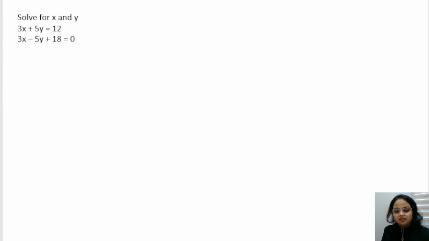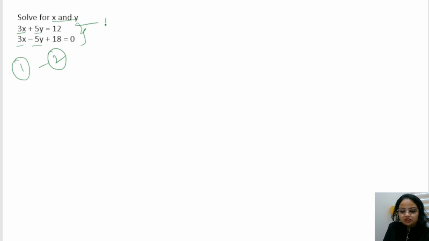Okay. Next one. Solve for x and y. Here two equations are given. We have to solve for x and y. Either we can use elimination method or substitution method. Here I will use elimination method. See here the coefficient of x is same, it is 3, and the coefficient of y is 5 in first equation and it is minus 5 in second equation.